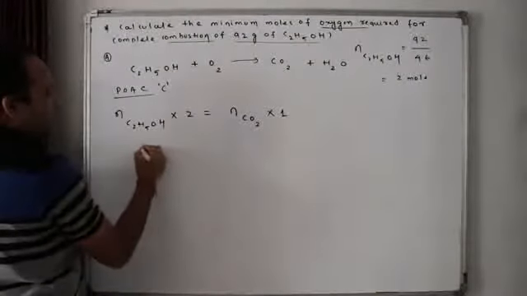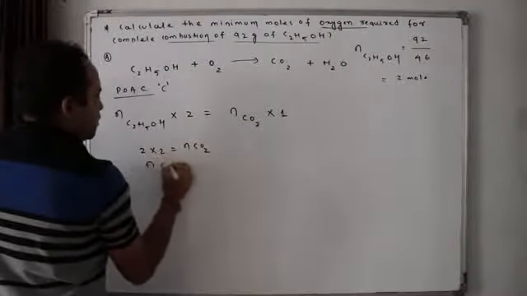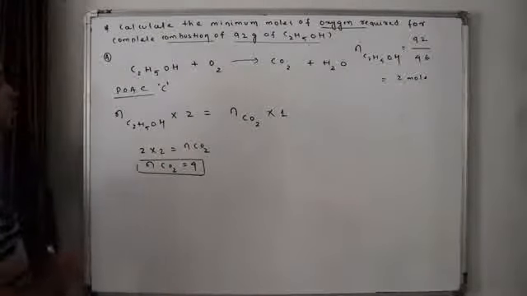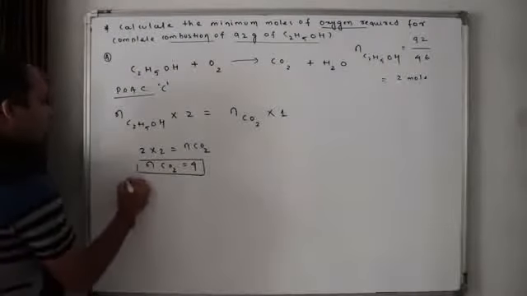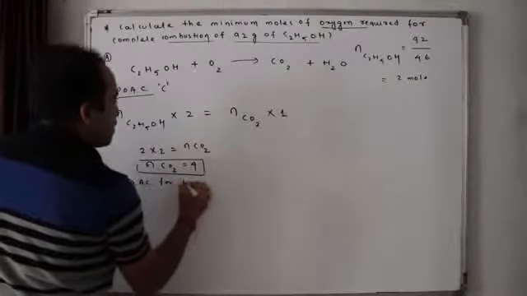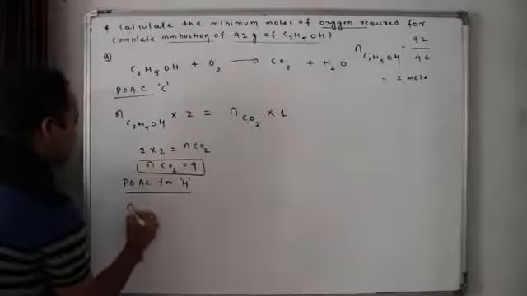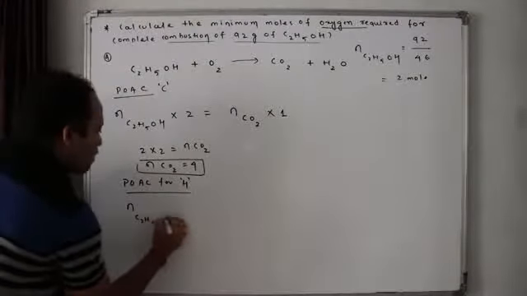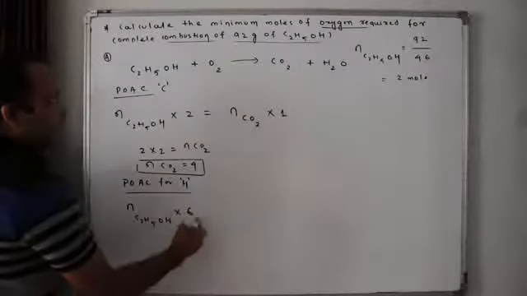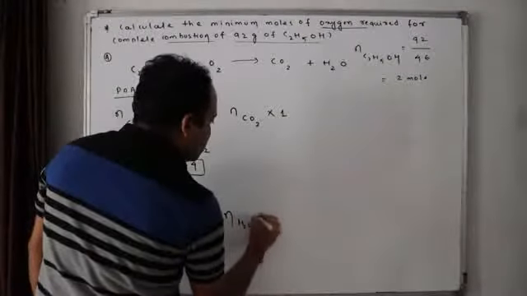This is given to us: 92 gram is 2 moles. 2 into 2 is equal to the number of moles of CO2. So the number of moles of CO2 is how much now? 4. So I got the number of moles of CO2. Now POSC for hydrogen. Hydrogen exists in this case, isn't it? Number of moles of C2H5OH into how many times hydrogen exists? 6. 5 plus 1, 6, is equal to number of moles of H2O into 2.